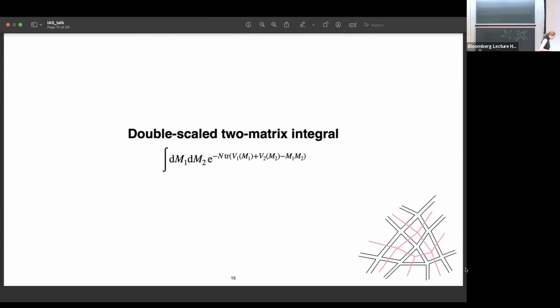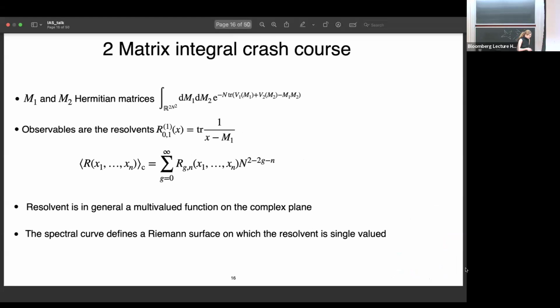So in principle, you can continue this bootstrapping technique, but what we found is that actually the complex Liouville string can also be represented as a matrix integral, and it is a 2-matrix integral. The 2-matrix integral under consideration is the following object. M1 and M2 are Hermitian matrices that are minimally coupled here. V1 and V2 are potentials.